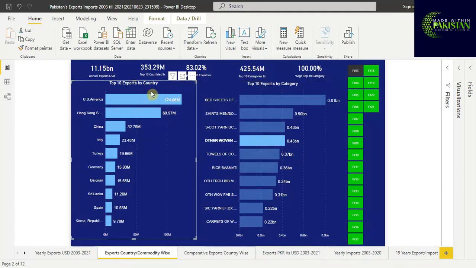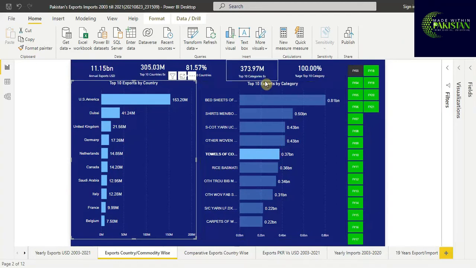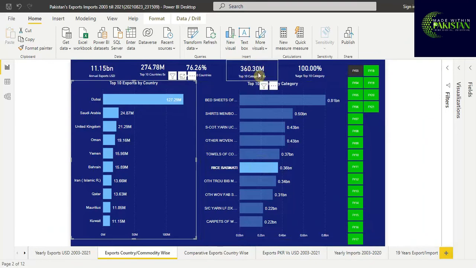Top 10 countries contributed 353.29 million. Percentage was 83.02. Towels 373.97 million. Top 10 countries exported 305.03 million and the percentage is 81.57. Rice basmati 360.30. Top 10 countries contributed 274.78 and the percentage is 76.26.